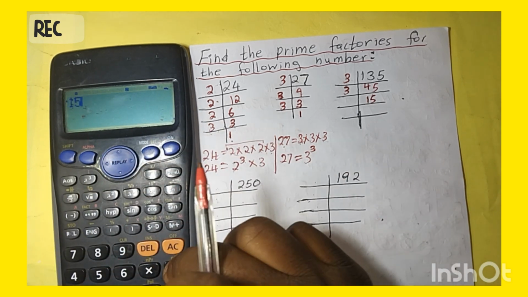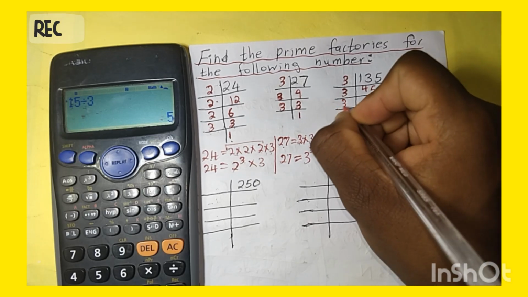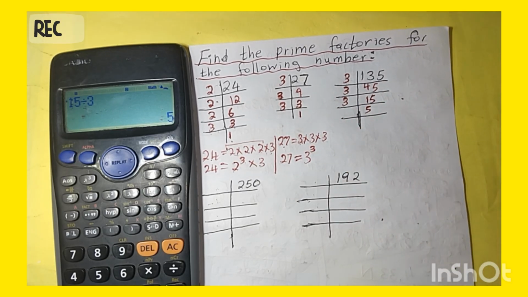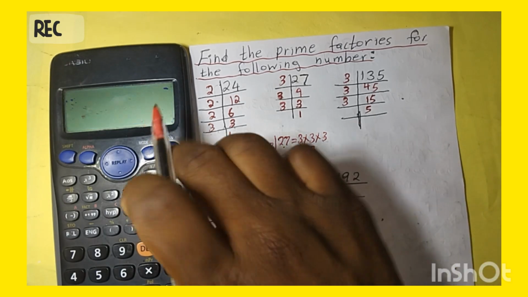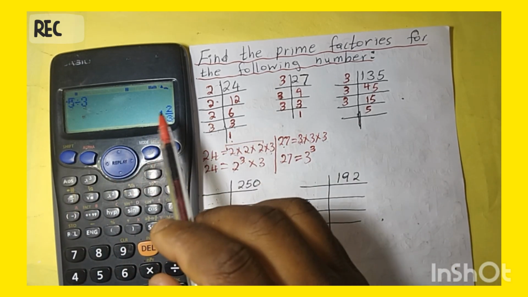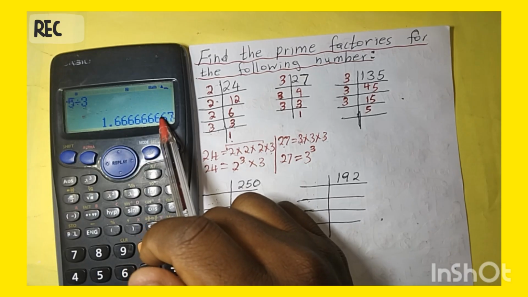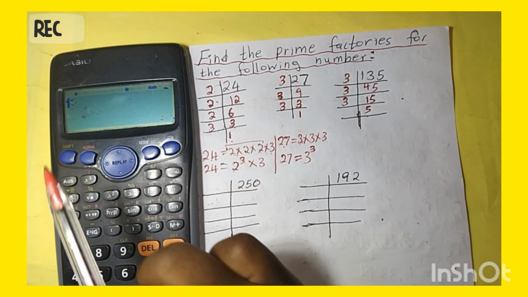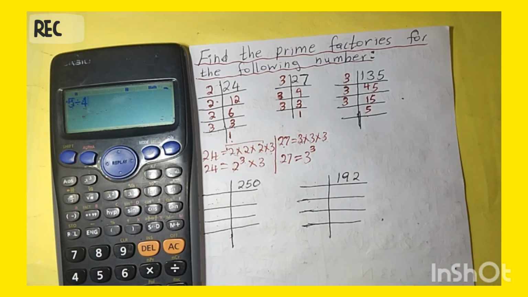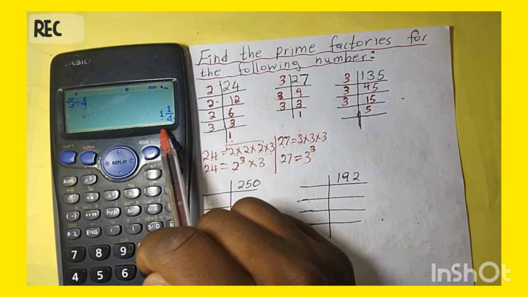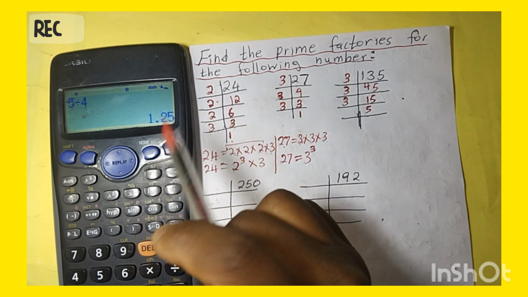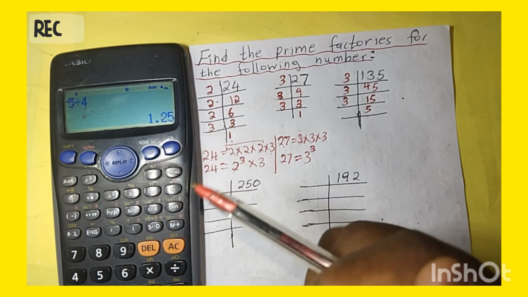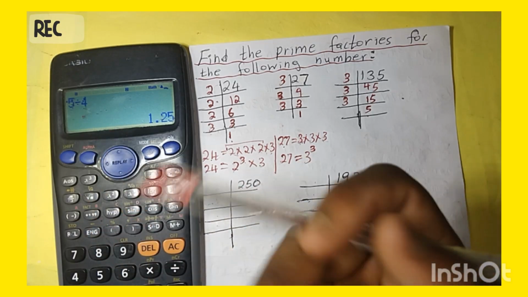I'll say 15 divided by 3. If I divide by 3, I'll get 5. And I'll still continue with that 3. I'll say 5 divided by 3. Do you see I get a fraction, which is also a decimal? So I cannot divide 5 by 3. So let's say 5 divided by 4 now. Now we are increasing the number. You cannot divide by 4 because you get a fraction, which is also a decimal. So if you cannot divide by 4, let's try another number.